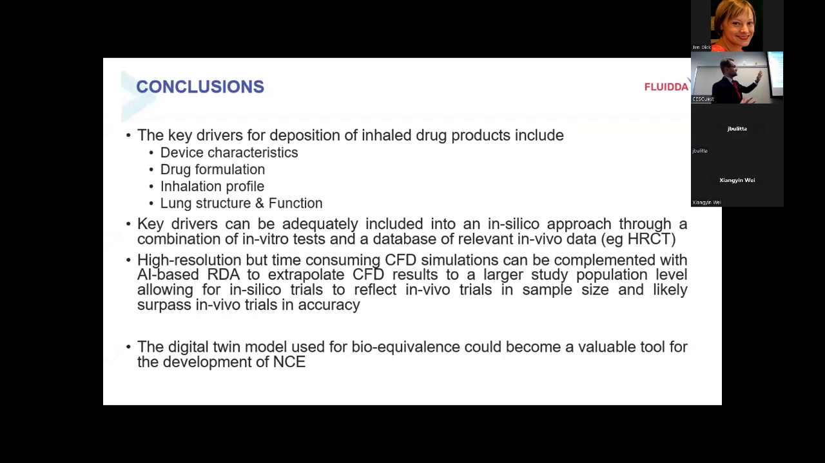So in conclusion, we discussed the key drivers for deposition: the devices, the drug formulation, the inhalation profile, and very importantly, the structure and the function. I think we can say that we can adequately include them in these in silico approaches. And with advances in the technology, you can start using AI and non-dimensional analysis in a very complementary way to go beyond the limitations of purely, let's say, computational fluid dynamics. So the RDA plus the CFD, we believe, provides a good pathway to really have an in silico approach that mimics what you can expect in a clinical situation.